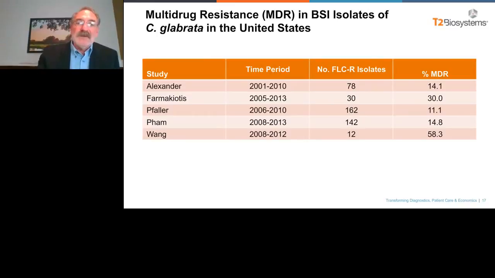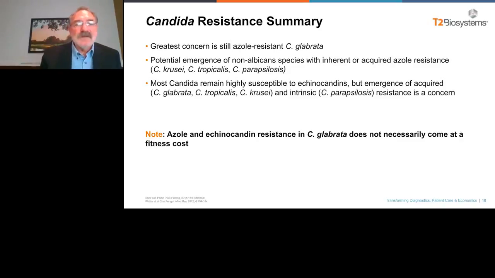I mentioned multi-drug resistance in bloodstream isolates of Candida glabrata, and these are 5 studies from the United States in recent years which show multi-drug resistance between 11 and 58% of fluconazole-resistant Candida glabrata isolates. So some would consider Candida glabrata to be always resistant or non-susceptible to fluconazole, and so these kinds of figures are a grave concern, especially since we have few other options besides an amphotericin B product to treat these multi-drug resistant infections. So to summarize resistance for Candida, the greatest concern is still azole-resistant Candida glabrata.